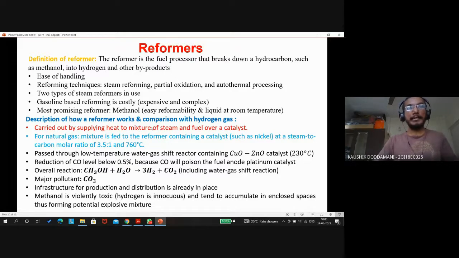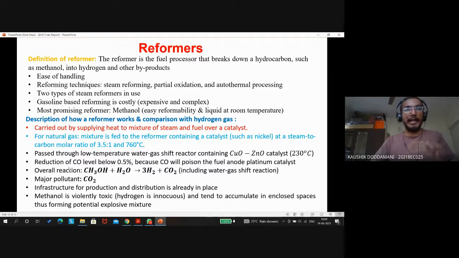The red color indicates methanol, and the second, blue color indicates natural gas. With methanol, reforming is carried out by supplying heat to the mixture of steam and fuel over a catalyst, whereas in natural gas, the mixture is fed to a reformer containing a nickel catalyst. The steam to carbon molar ratio is 3.5:1 at 760 degrees Celsius.